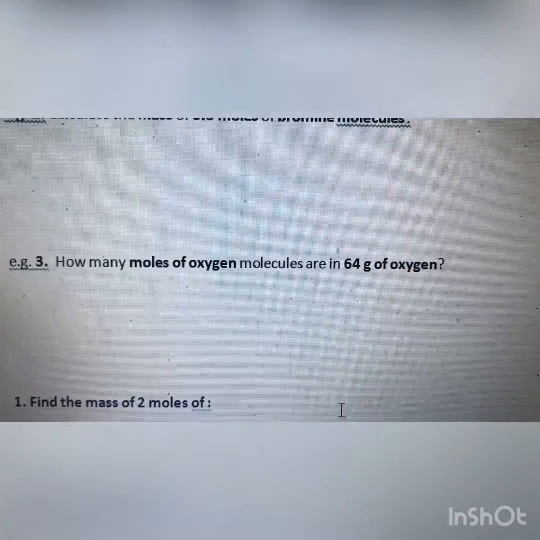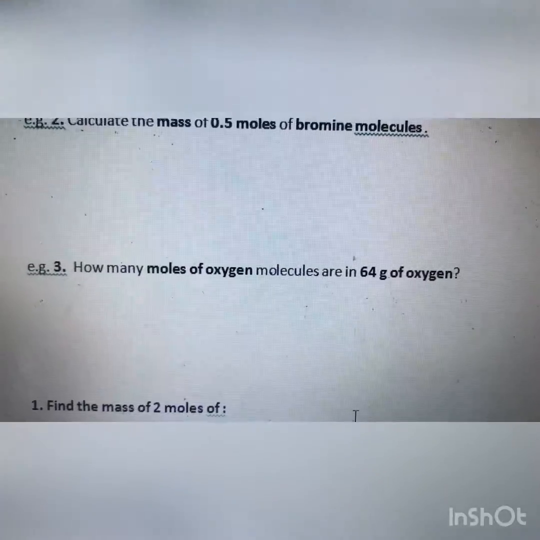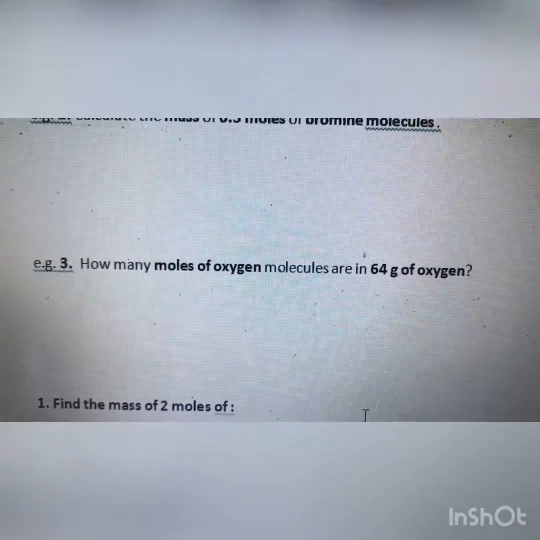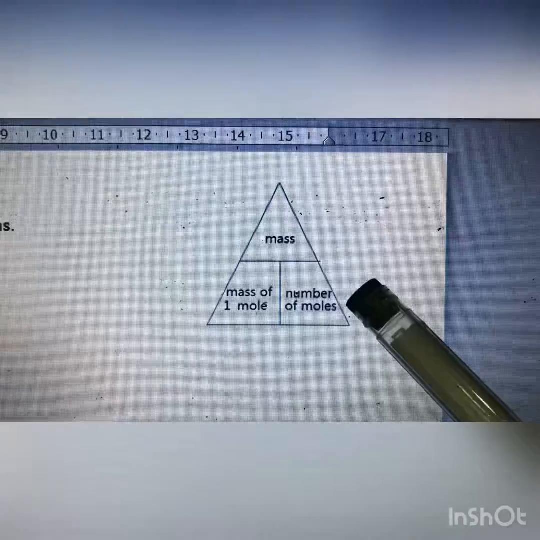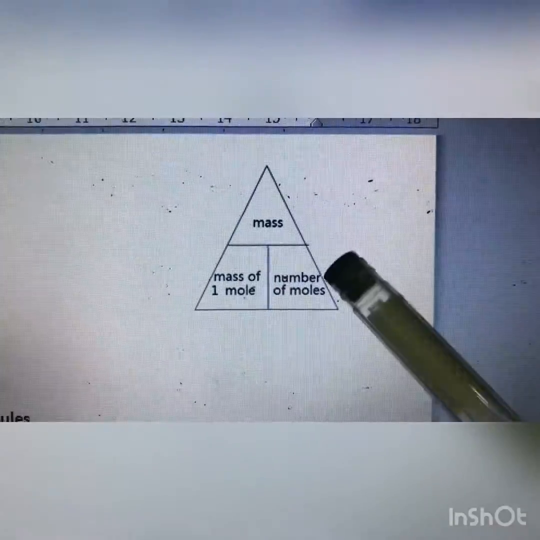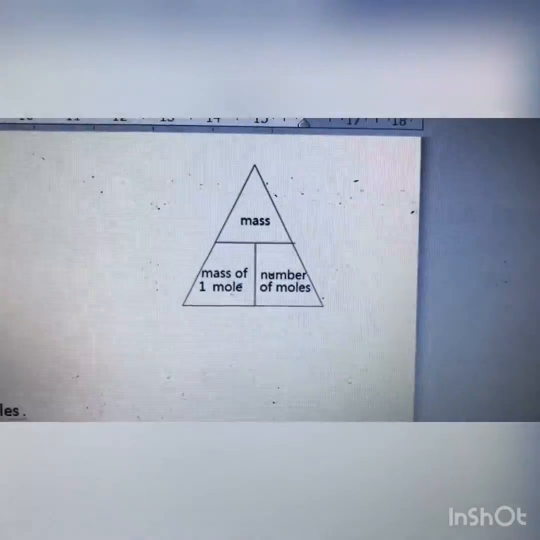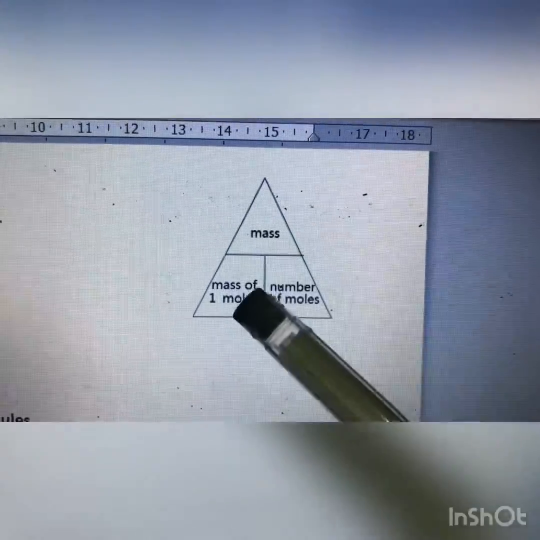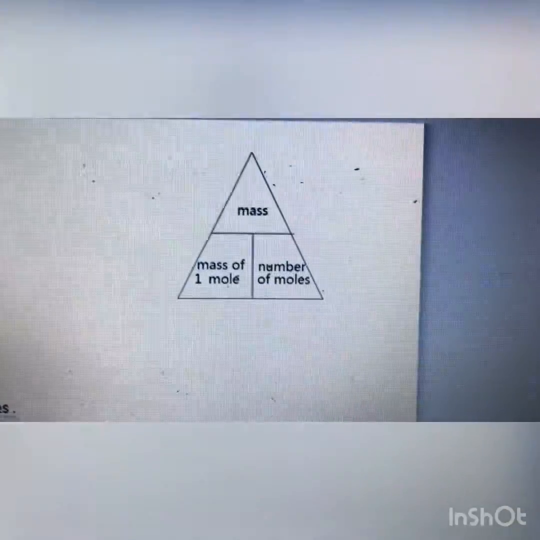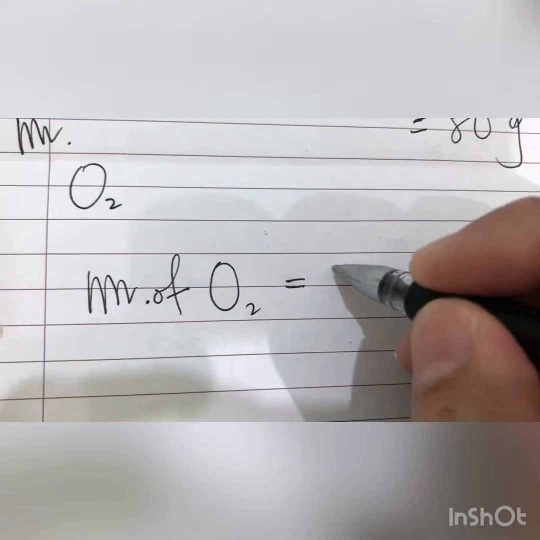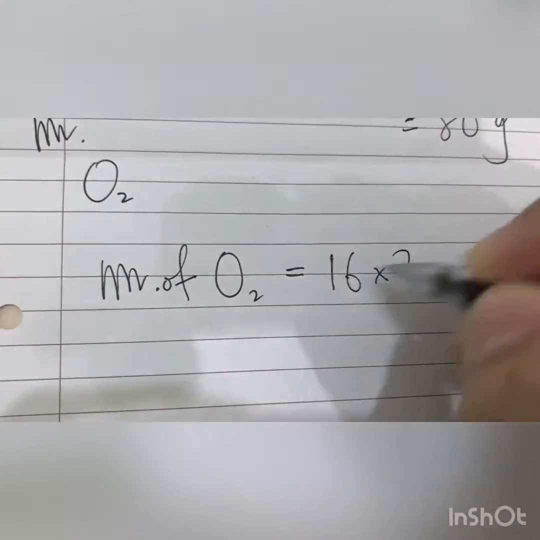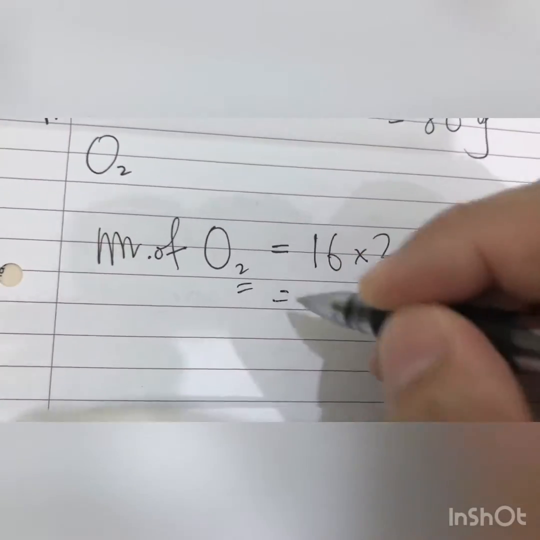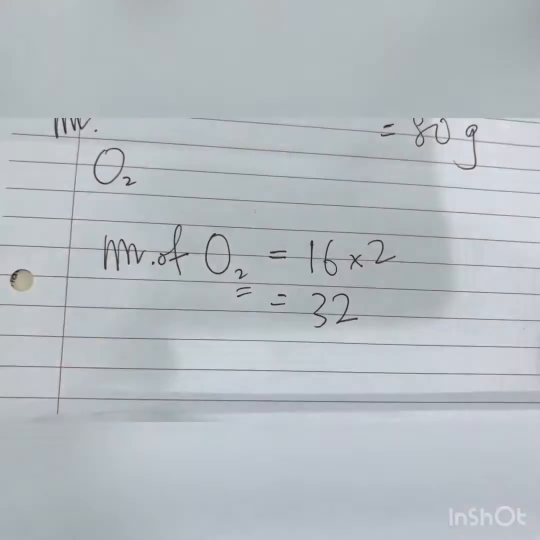Question 3. How many moles of oxygen molecule are in 64 grams of oxygen? It asks us to find out how many number of mole. So number of mole equals mass divided by mass in 1 mole. Molecular mass for oxygen is 16 times 2, so the answer is 32.